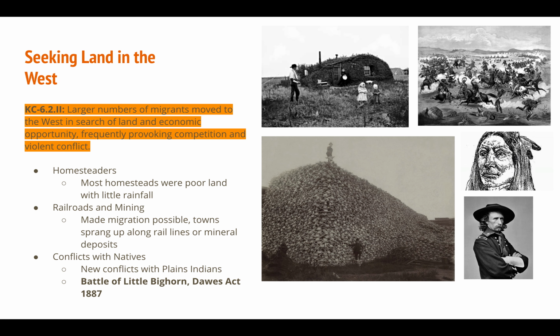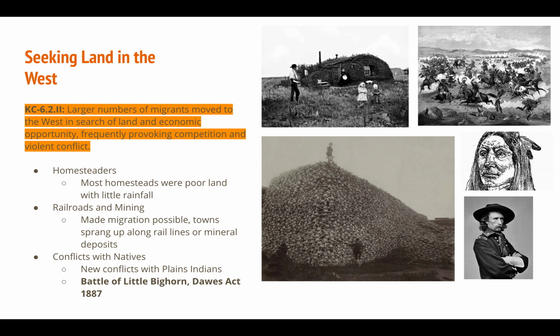And for land in the West, we have larger numbers of migrants moving to the West in search of land and economic opportunity, frequently provoking competition and violent conflict. So homesteaders who were taking land starting in 1862 are going out west, but most homesteaders are receiving poor land with little rainfall. The really good land was really going to speculators and to railroad companies. And so most people who were homesteaders would fail within the 5-year period and either have to buy land from a speculator or go back to the East Coast.